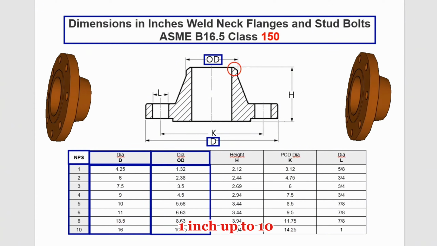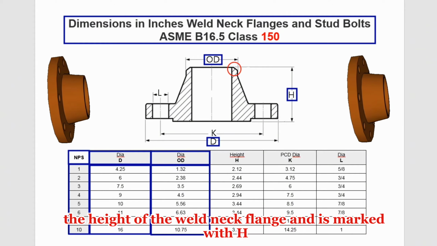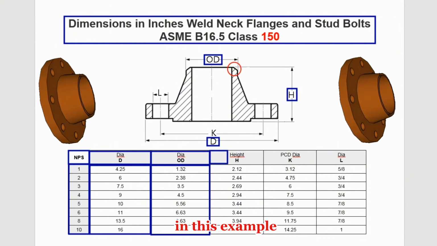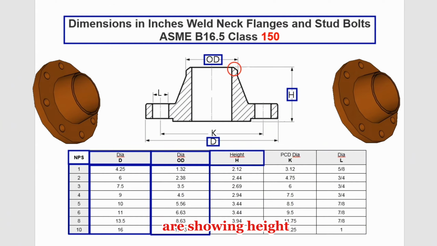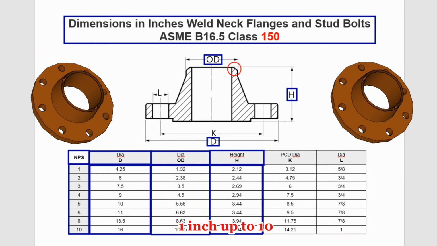This measurement is understood when we say the height of the weld neck flange, and is marked with H in this example. This column shows the height dimensions of the weld neck flanges from 1 inch up to 10.